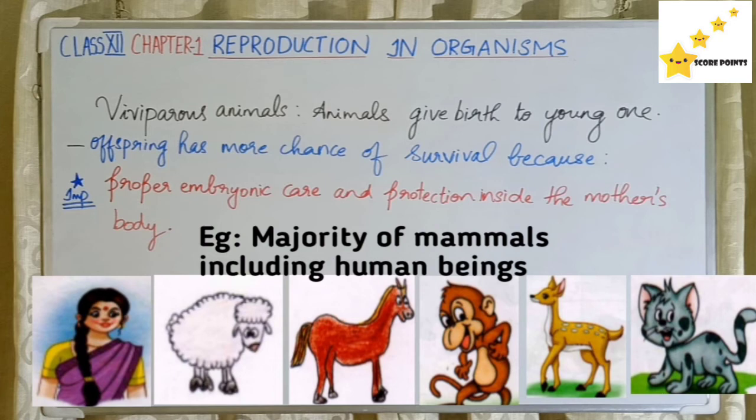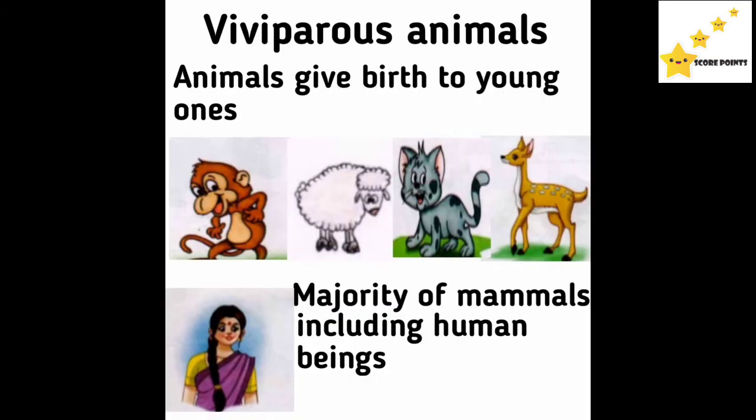This is a very important question. Why do viviparous animals have a better chance of survival? It is because of proper embryonic care and protection inside the mother's body.